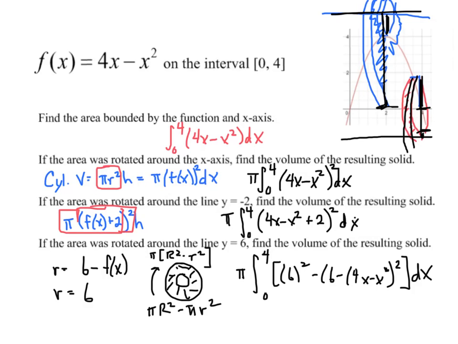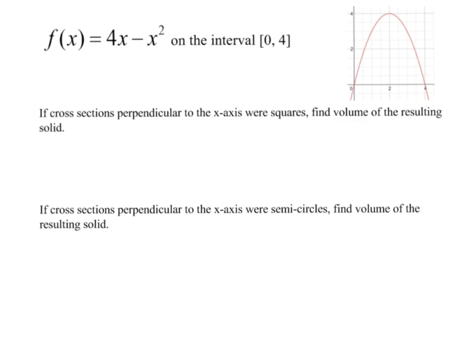Here, we're finding the area of that donut, big circle minus the little circle. So all we're ever doing is really finding the area of the face and letting the dx serve as the height. Okay, let me do a couple more.